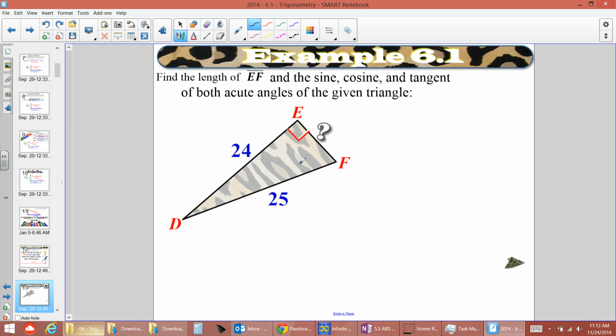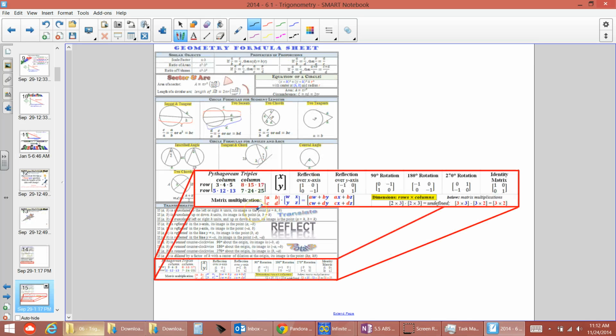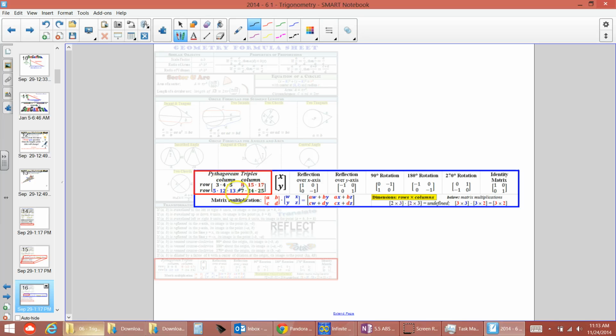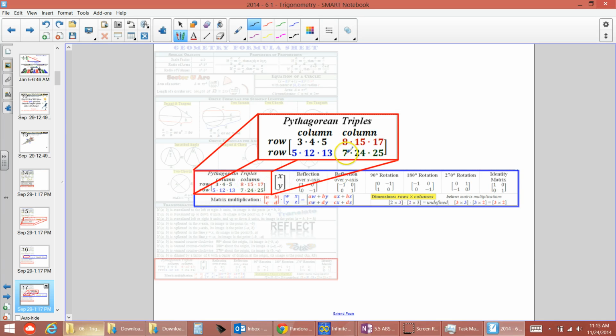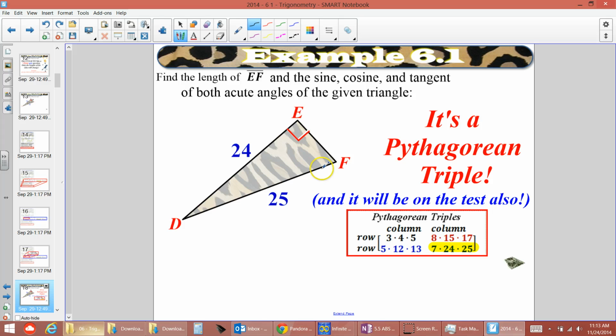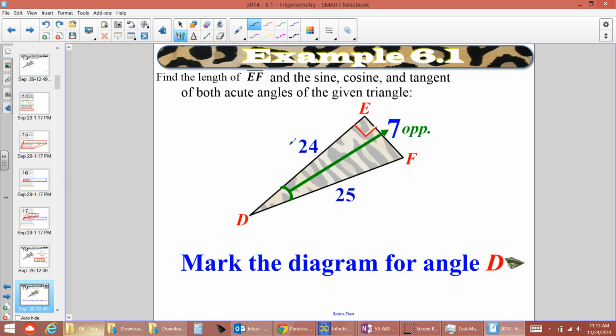Now, to find EF, you could do the right triangle Pythagorean theorem, a squared plus b squared equals c squared, or you could notice that on your cheat sheet, there's a Pythagorean triple. Okay, 7, 24, 25. We have the 24, 25. What we don't have is the 7. So I know that EF is 7.